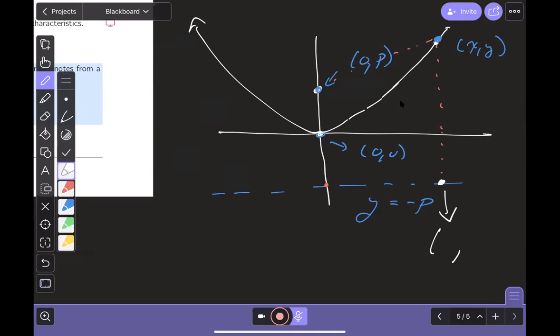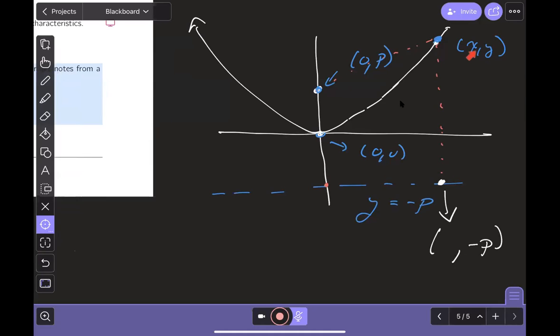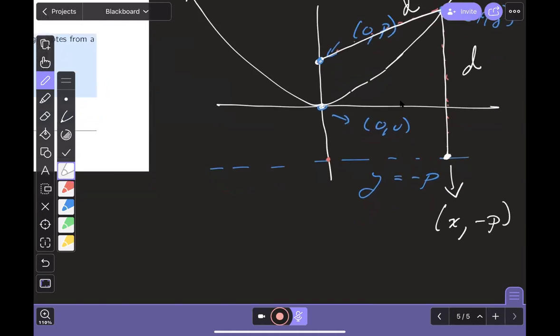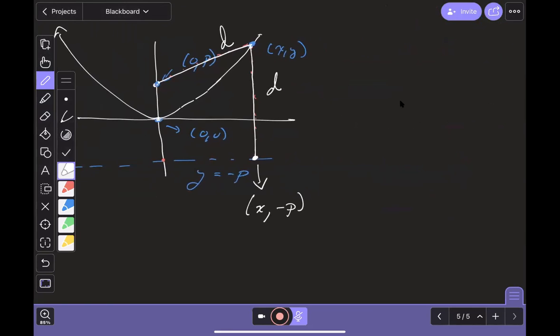Well, the only thing I really know about it is that the y coordinate has to be minus p. What's the x coordinate though? I point this out to you. We're dropping a line. It's got to be x. Put that over here for you. Now, what do I know? I know this distance, according to definition, is identical to this distance. If that's true, I just use the distance formula to derive the formula.